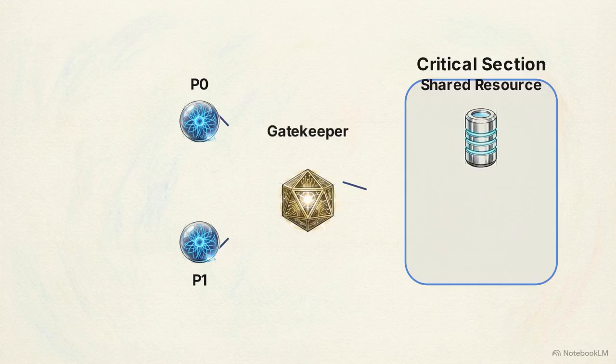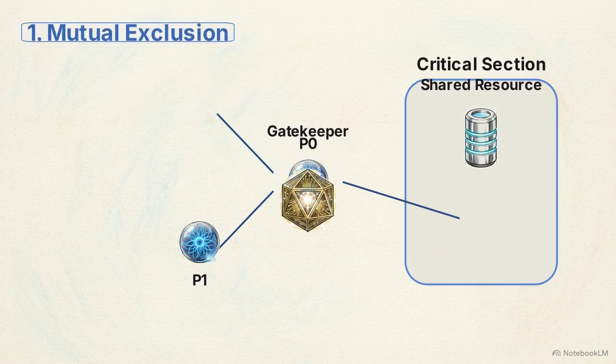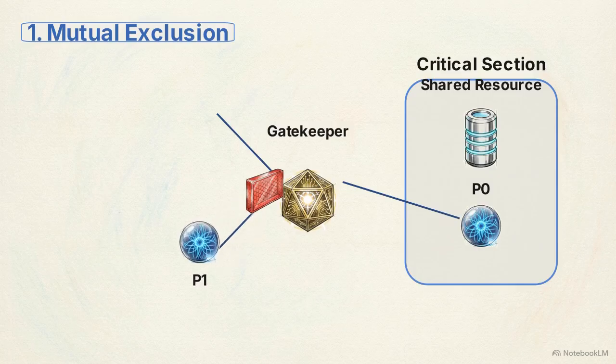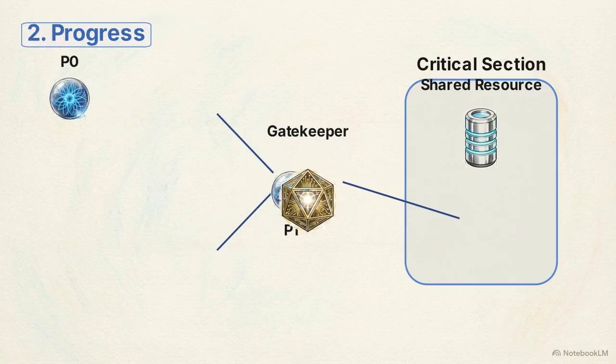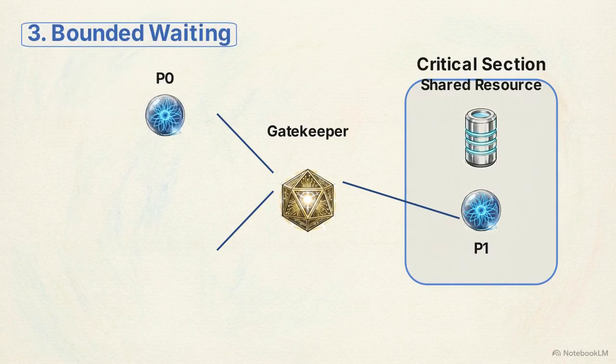To prevent data corruption, the operating system requires a strict architectural gatekeeper. It needs an algorithm to manage access safely, and any valid solution must guarantee three specific mathematical properties. The first is mutual exclusion. It must be mathematically impossible for more than one process to execute inside the critical section at any given time. The second is progress. If the critical section is empty, competing processes cannot permanently block each other from entering. The system must not freeze in a deadlock.